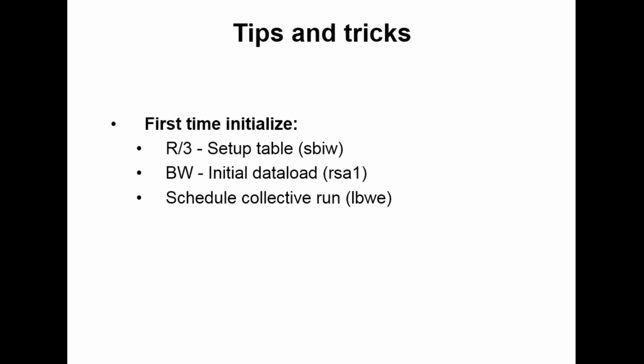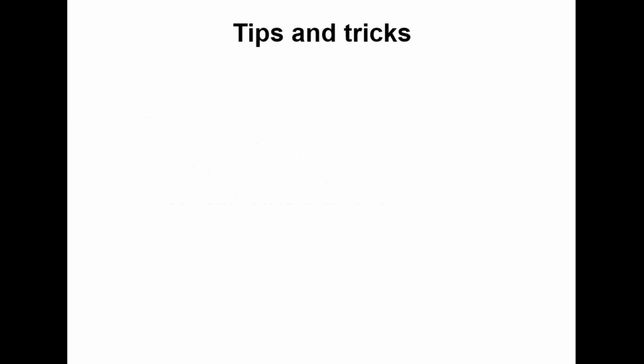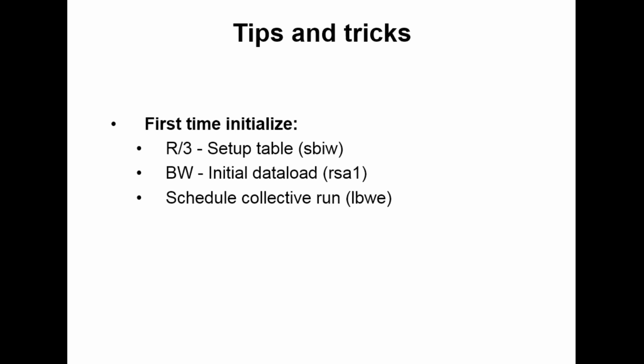That is the periodic jobs I told about, right? The V3 jobs need to be scheduled so that they bring the data from either the update table or extraction queue to the BW delta queue. If it is the first-time initialization, these things need to be followed.